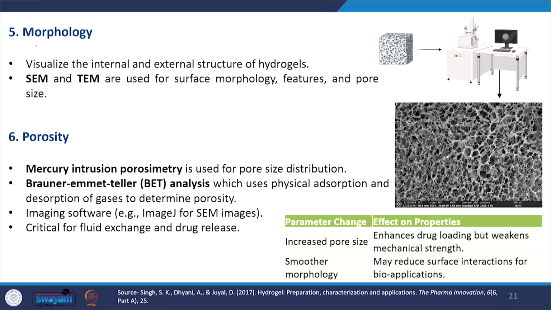The morphology of the hydrogel can be studied using a scanning electron microscope or transmission electron microscope, and we can also measure the pore size using the SEM, but for that we have to use ImageJ software to calculate the pore size. And the porosity can also be studied using various methods. The pore size distribution can be studied using mercury intrusion porosimetry, or we can use BET analysis, which uses physical adsorption and desorption of gases to determine the porosity.